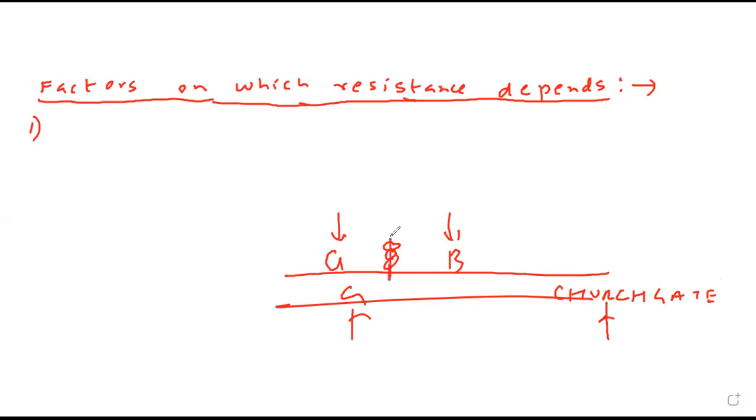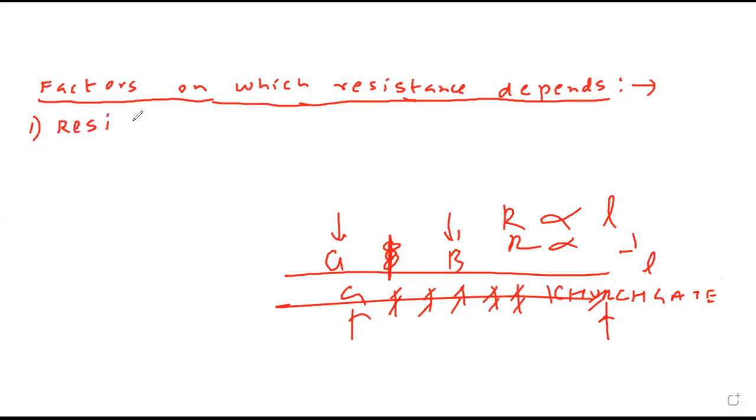As you were telling me about this lamp, signal post. More signal posts will come if I travel a farther distance. So can I say I stop several times if I travel a farther distance as compared to a shorter distance? So is resistance directly proportional to length or inversely proportional to length? What do you suggest? Directly proportional.